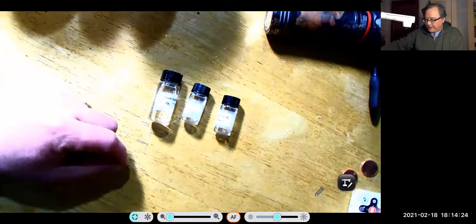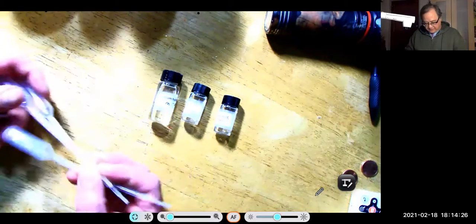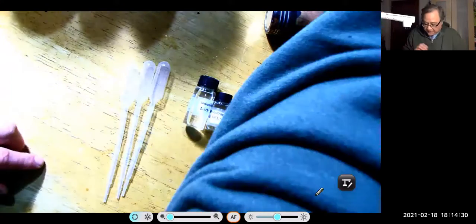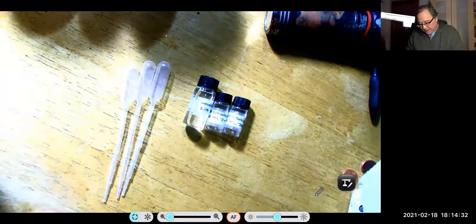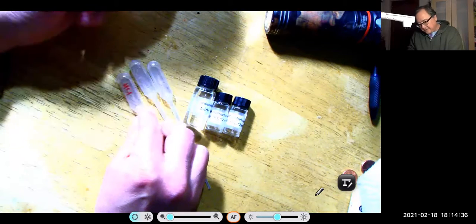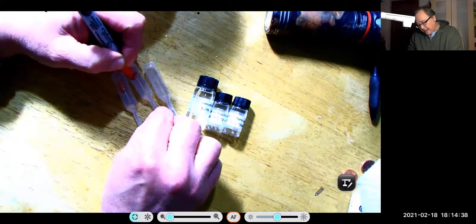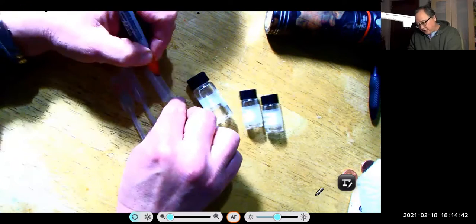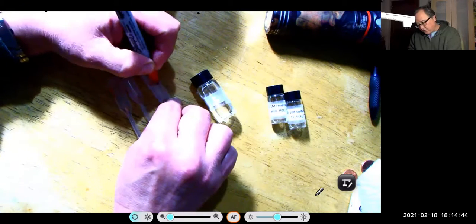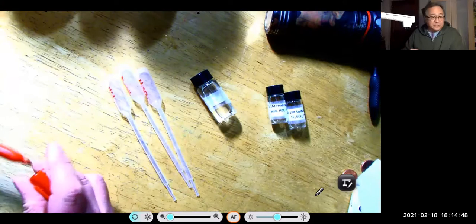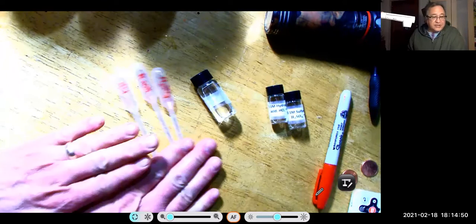Okay, so I have 3 pipettes. And to keep track of things, I'm going to write on my pipettes: HCl, NaOH, and H2SO4. That way I can keep track of which bulb goes to which container, because you don't want to cross-contaminate.